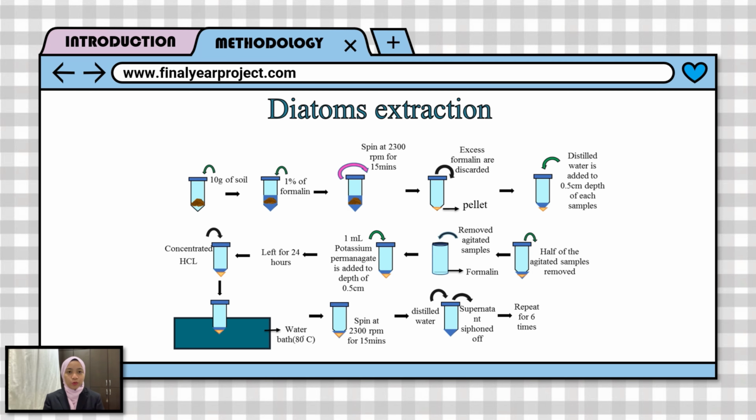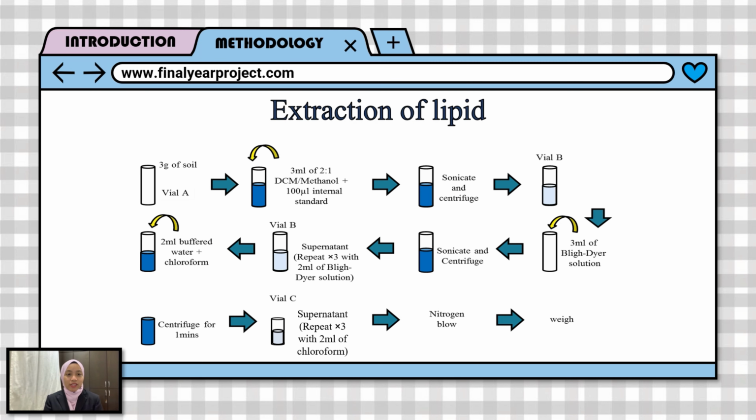I continue with the next slide, which is the steps in diatom extraction, where the topsoil collected was added with formalin, centrifuged with many steps ahead such as addition of distilled water, potassium permanganate, and also concentrated hydrochloric acid. Prior to the centrifugation process, the samples were placed in a water bath for 24 hours. Then, the diatom samples were obtained. Next is the method for lipids extraction by using black dye solution.